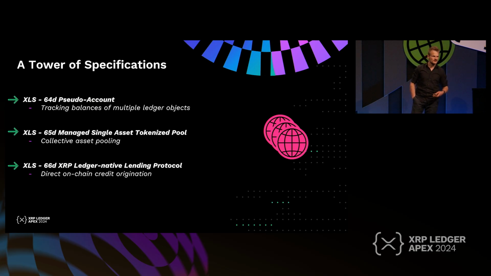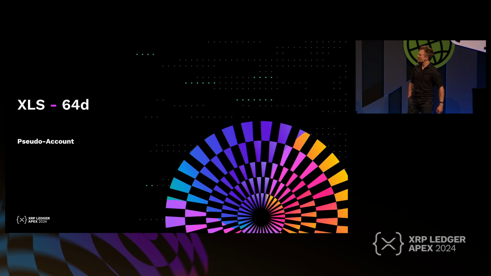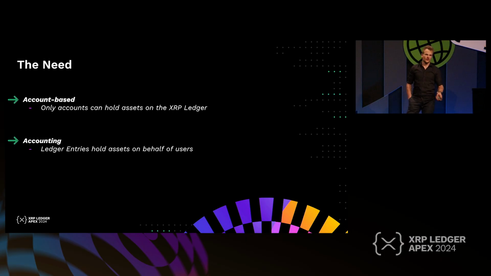So with the introduction out of the way, let's have a look at what these specifications do and what they are bringing. Starting off with XLS64. So the problem is fairly straightforward. XRP Ledger is an account-based blockchain, meaning that all assets, XRP, IOU tokens, have to be held by an account. And to track assets on behalf of another object is a little bit tricky.